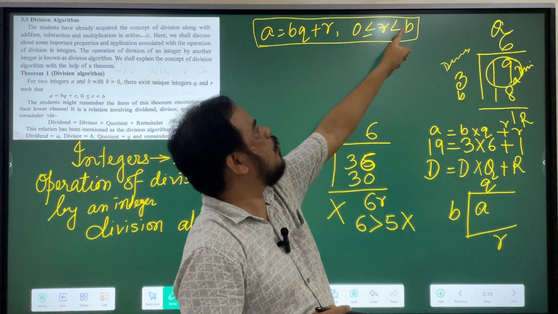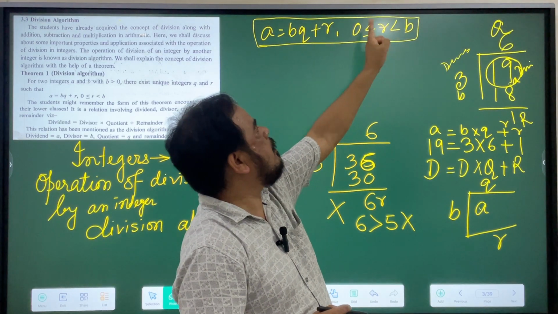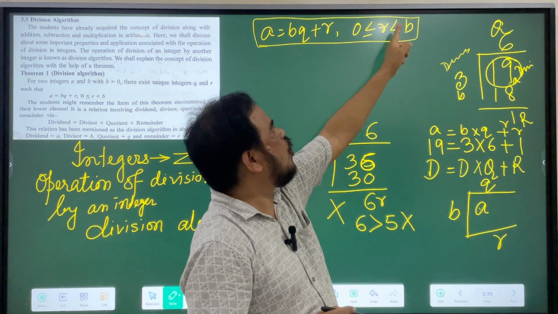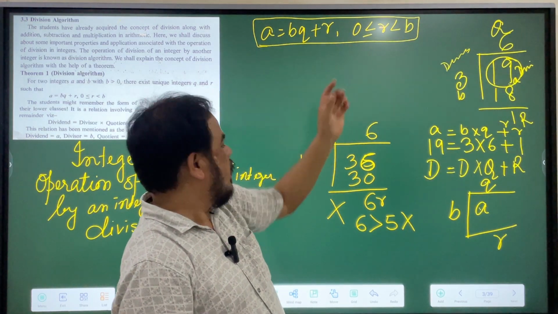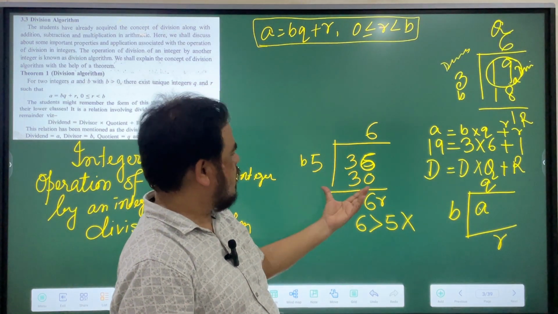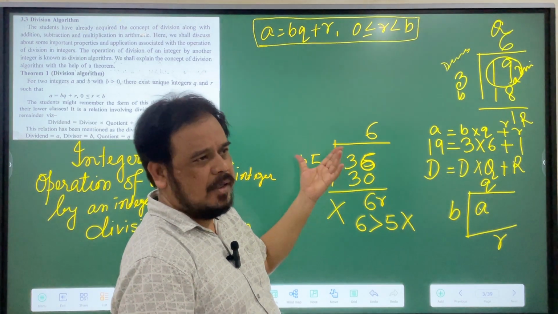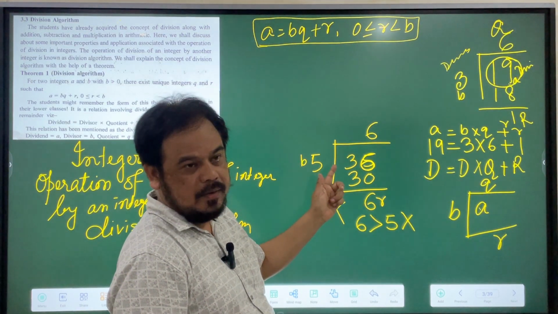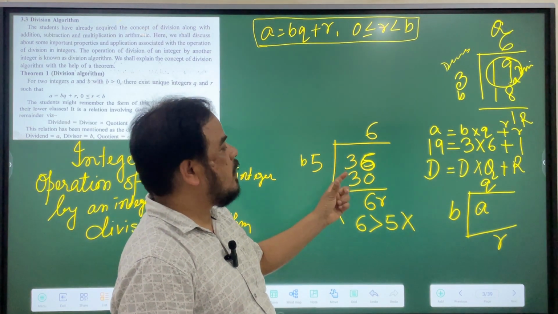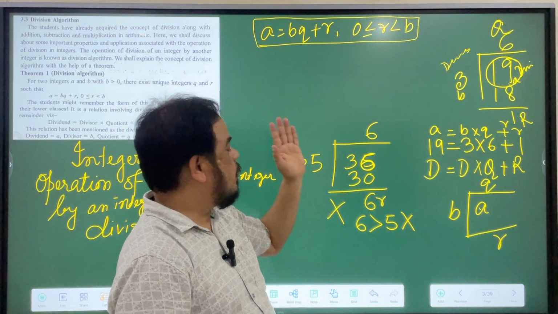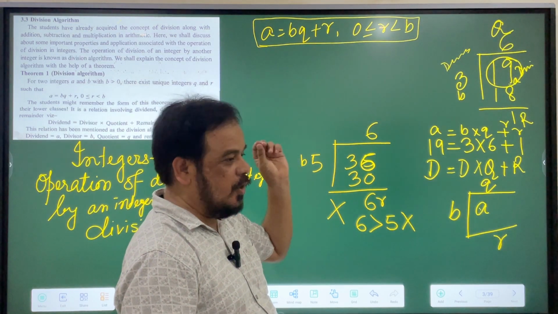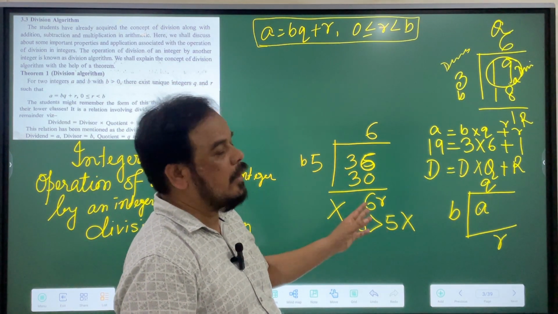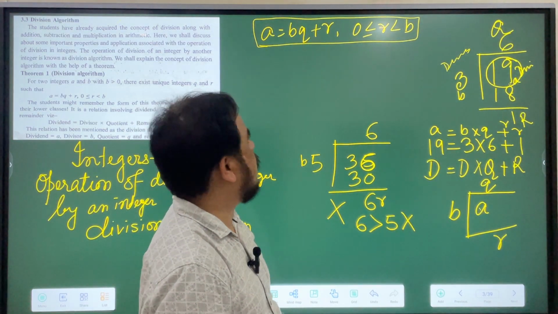That is why R is always smaller than B. Remember that. R means remainder. Remainder must always be smaller than divisor. This is divisor. This is an example. You can take any example. By looking at the remainder we understand whether the division is correct or not. If remainder is greater, the division is wrong. If remainder is smaller than divisor, then the division is correct.